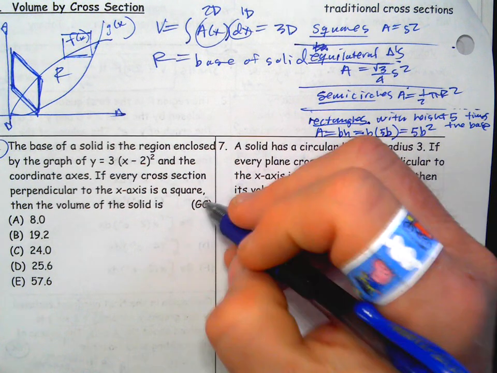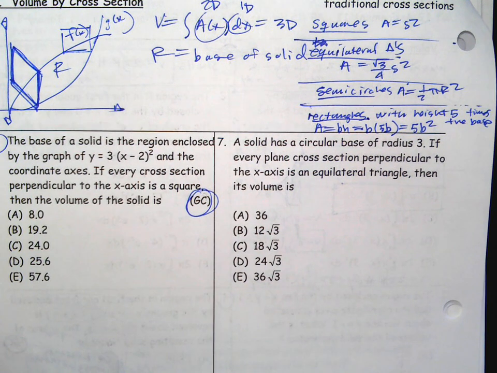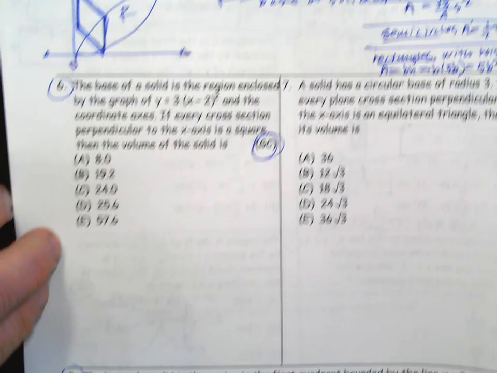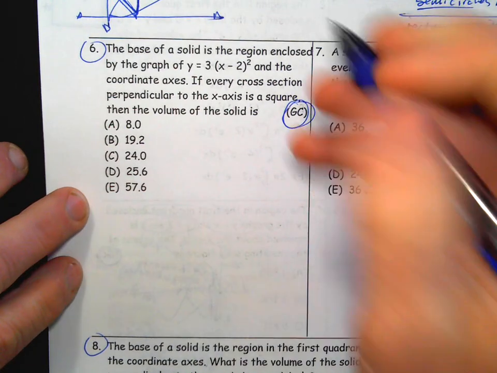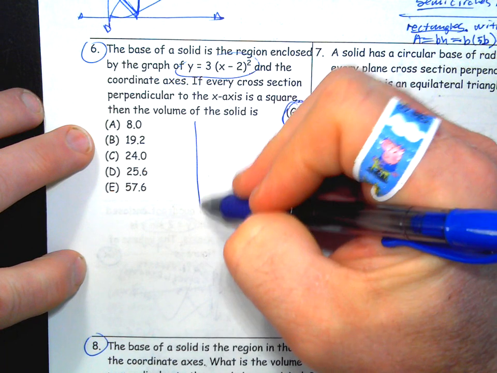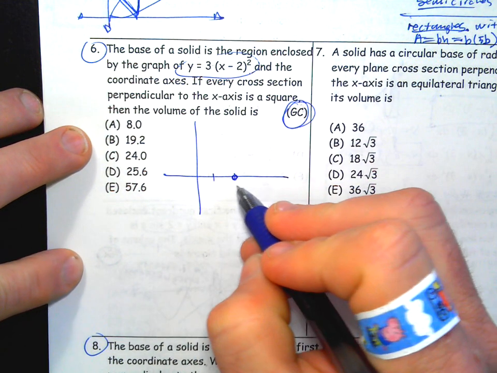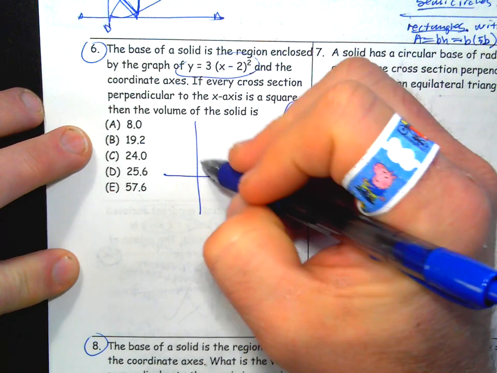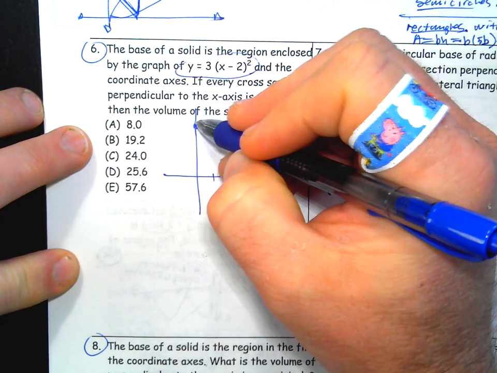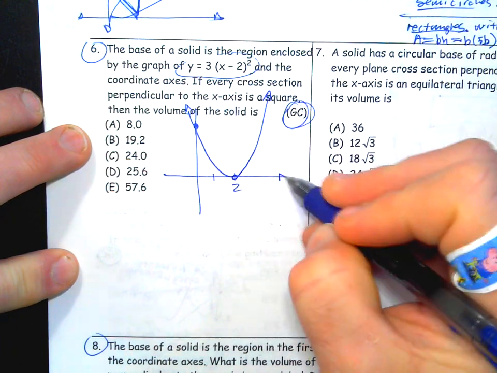6 is a graph and calculator problem. So I'll use graph and calculator to help you on that one. So try those. Pause the video and then unpause it. So let's see. The base of the solid region is enclosed by this graph and the coordinate axis. It's a parabola that's been shifted to the right 2. And so this is what it looks like roughly.